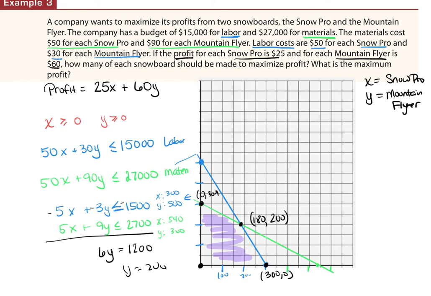I'm going to test these 2 and then that 180, 200 into my profit. And when you do that, you will find that this one is going to give you $18,000 in profit. This one is going to give you $7,500 in profit. And this one is going to give you $16,500. I actually maximize my profit at 0, 300, only producing 300 Mountain Flyers, no snowboards. That's my maximum profit.